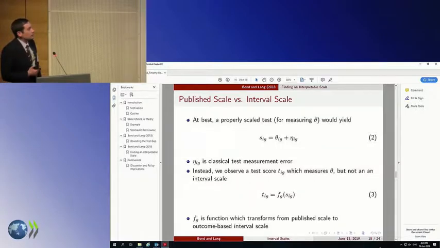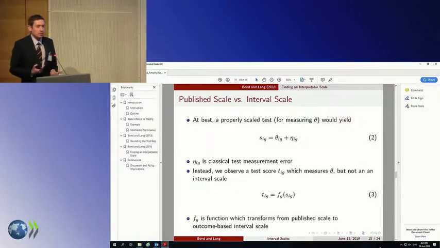So with a test, we're never going to be able to observe theta properly. The best thing we could possibly observe is what I'm going to call little s, is essentially theta with classical measurement error. So we've got to throw measurement error into the equation. But we don't even observe that. We don't observe that because the test itself, the scale, was not designed to have an interval property with respect to theta. It was designed to have some other properties.